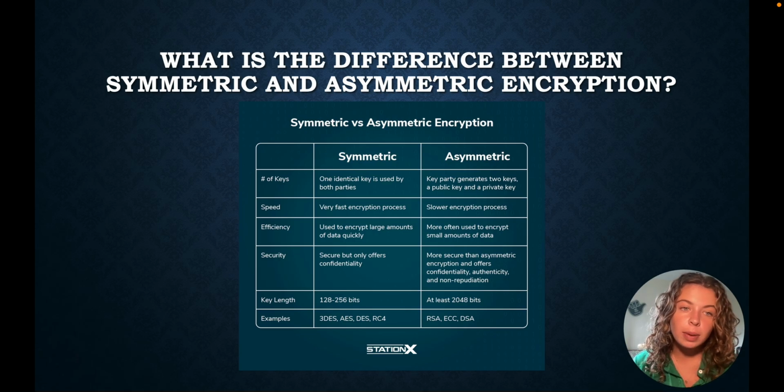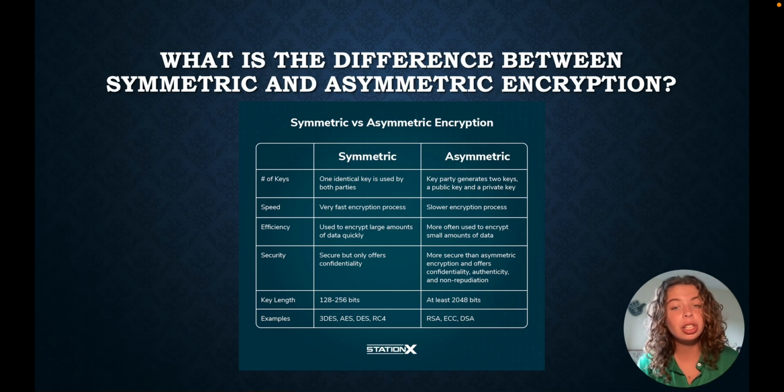What is the difference between asymmetric and symmetric encryption? So symmetric encryption is a single key use. It uses the same key for both the encryption and the decryption. Symmetric encryption is fast and efficient because the process involves only one key.